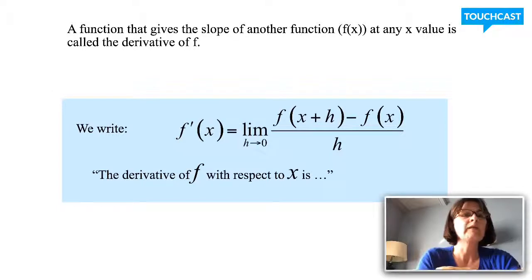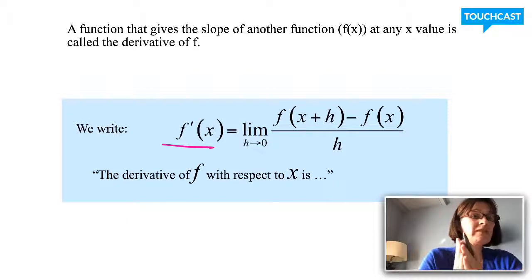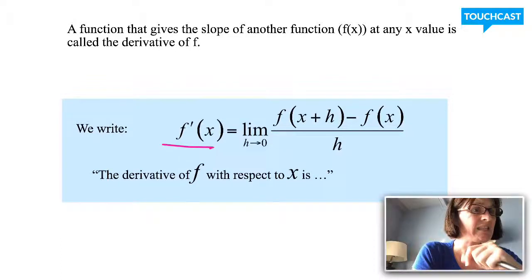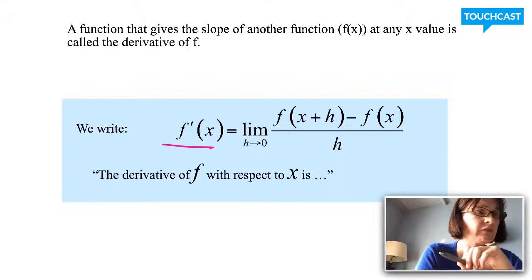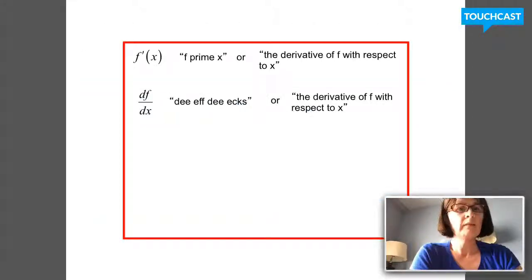So we say, I'm going to read this, this is f prime of x. So the derivative is a function that gives the slope of a function at any x value. We would say f prime of x is the limit as h approaches 0 of f of x plus h minus f of x all over h. We call this function, the function that we're looking for, the derivative, or more specifically the derivative of f with respect to x. And this is the definition that goes in that top box as the very first thing to fill in on your notes paper.